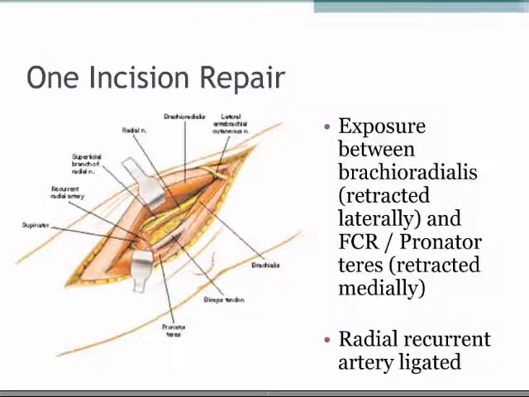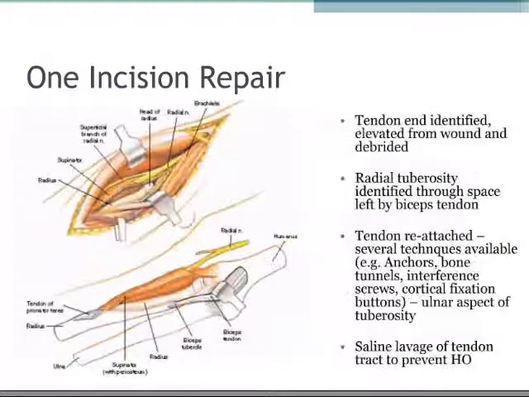As far as operative technique goes, the tendon ends are usually identified, elevated from the wound and debrided. Then the radial tuberosity is usually identified through the space left by the biceps tendon. The exposure is not usually as extensive as this. Illustrate the proximity of the nerves and why neuropraxias and paresthesias can be quite common.